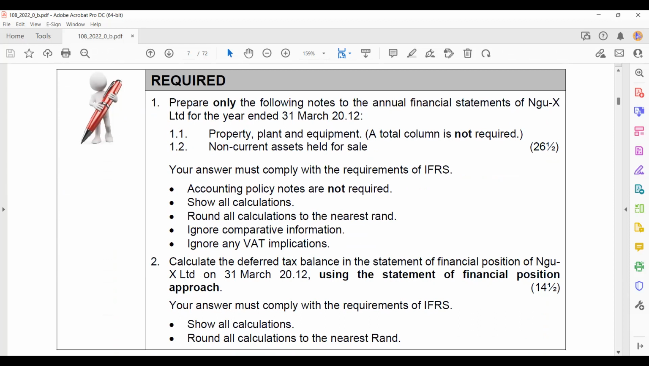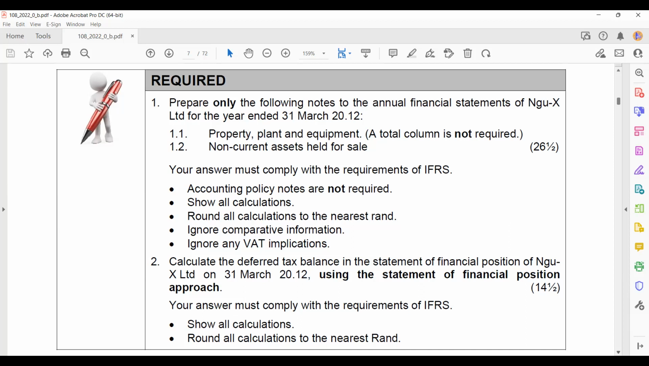Property, plant, and equipment. A total column is not required, and non-current assets held for sale. Your answer must comply with the requirements of IFRS. Accounting policy notes are not required. Show all calculations. Round all calculations to the nearest rand. Ignore comparative information. Ignore any VAT implications.